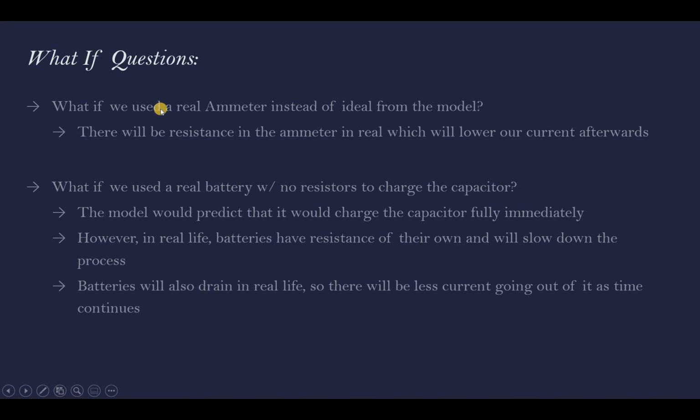Now, what if questions. So what if we use a real ammeter instead of an ideal one? From the model, there would be resistance in the ammeter in real life, which will cause our current to be lower. And what if we use a real battery with no resistors to charge the capacitor?